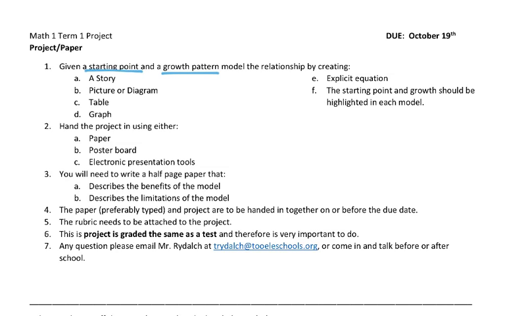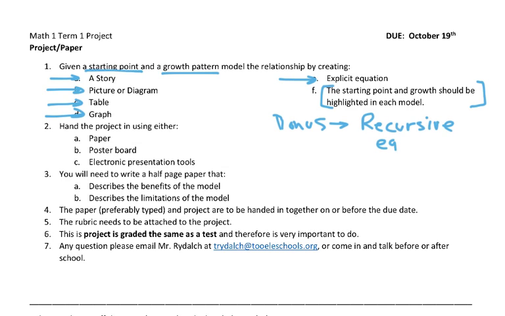Then we're going to model that situation in a story problem, a picture or diagram, a table, a graph, and an explicit equation. Okay? And making sure to highlight where you see that growth, where you see that starting point in each model. Now, there's some bonus extra credit points if you do a recursive equation as well. And that should say bonus.